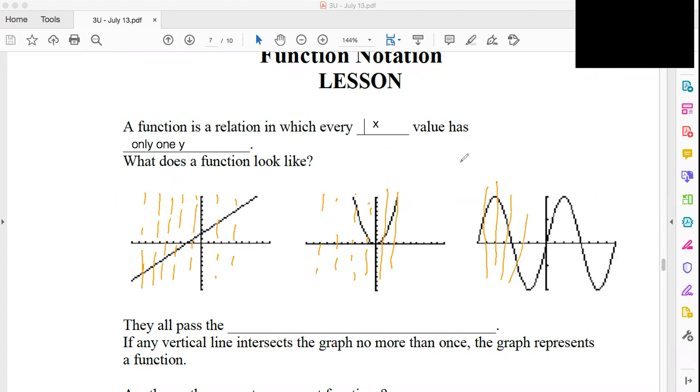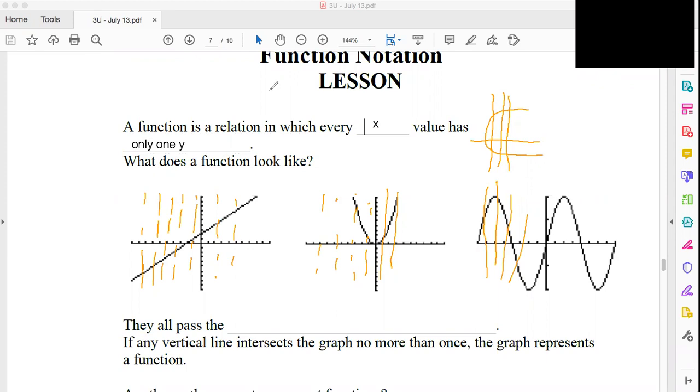Let's say, for example, that our graph was like this. That wouldn't be a function because there'd be a point right there and there would be a point right there. So that means that there is more than one y for each x. So that wouldn't be a function. You could only have one point.